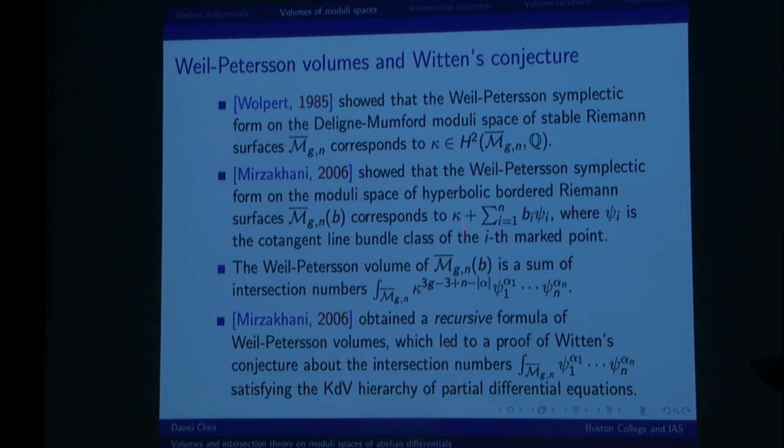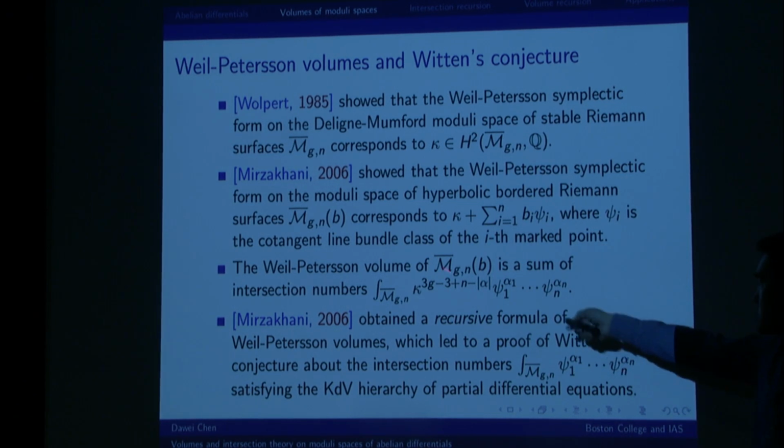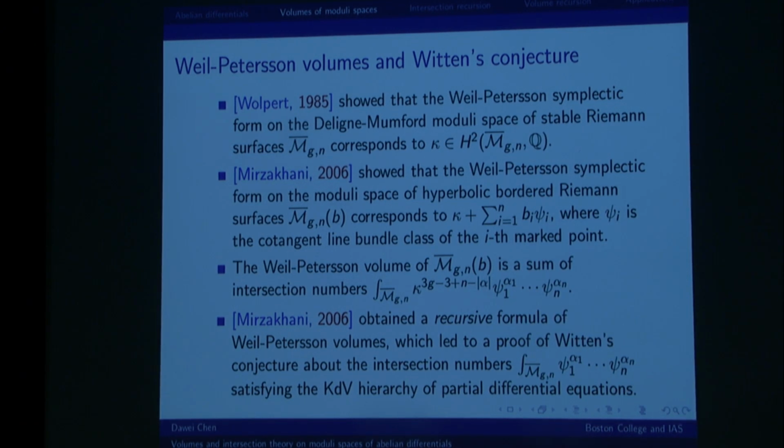And Mirzakhani used this connection to the Weil-Petersson volume, and then brought in tools in hyperbolic geometry to study this hyperbolic boundary component, how they bound pair of pants decompositions. And she obtained a recursive formula that actually, as a consequence, proved Witten's conjecture. So I'm not talking about the combinatorial part in my talk today. I'm really focusing on the geometric correspondence from some volume of a moduli space to intersection numbers. That's the part I'm focusing on. But I think this is a nice story to introduce. Okay.